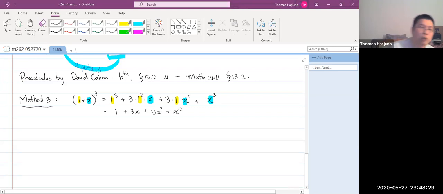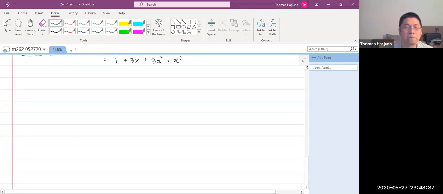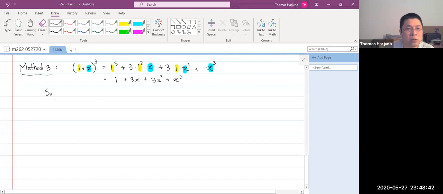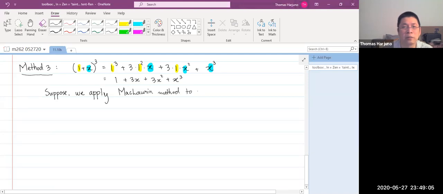Now I want to show you that this is actually still what we get if we use Maclaurin. Suppose instead we apply the Maclaurin method to get the Maclaurin series.